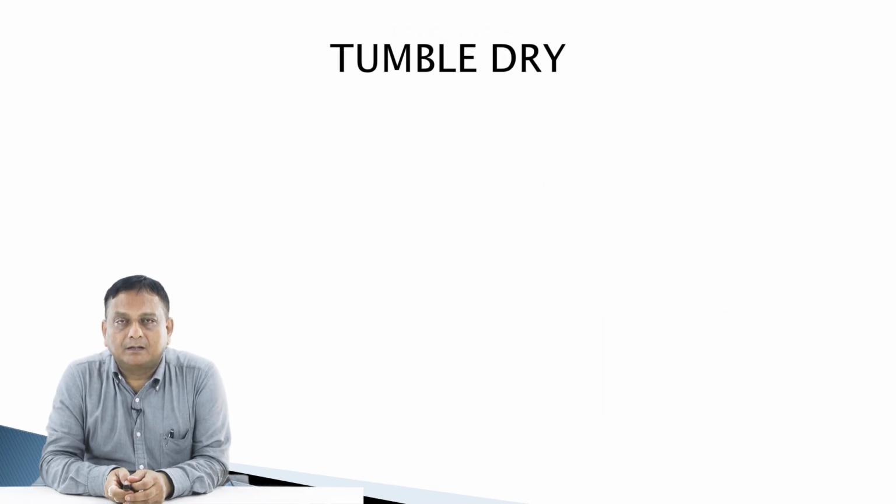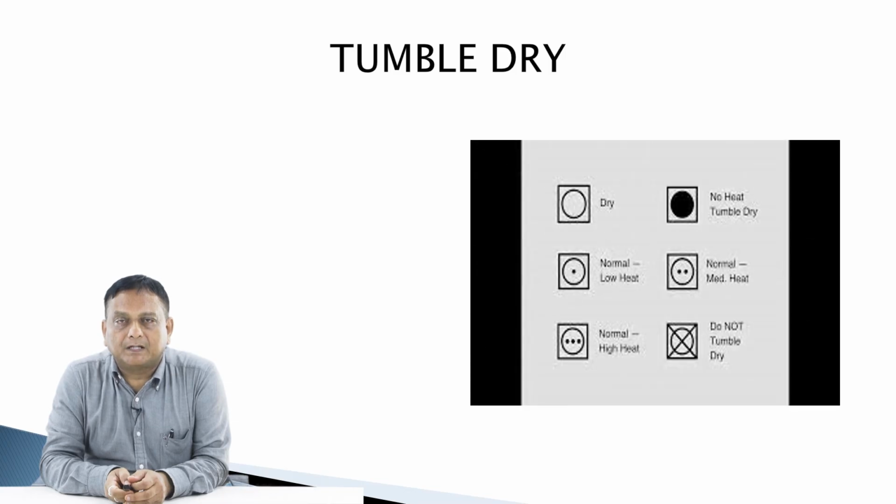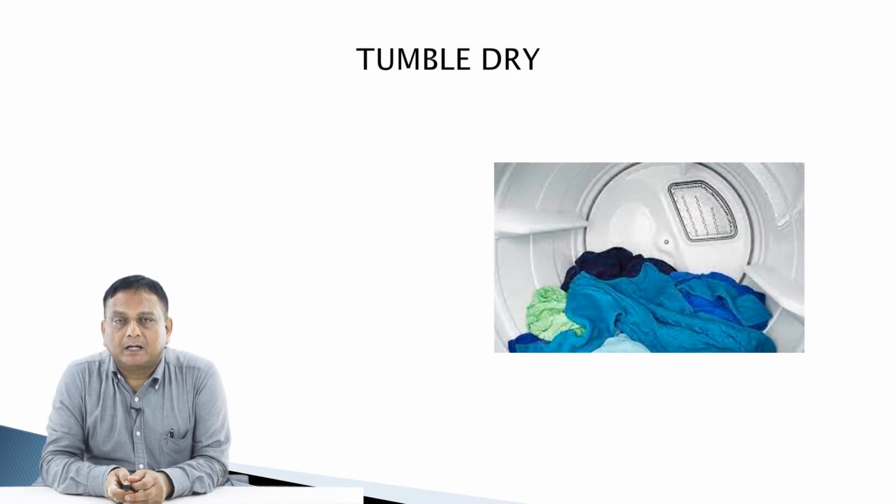And finally the machine drying, that is called the tumble drying. So tumble drying can be done at various temperatures, medium temperature or a little bit of high temperature. So different dots are getting used there, and different symbols are there in the tumble dry, and it is done in some tumble drying machines. So those are called the dryers.